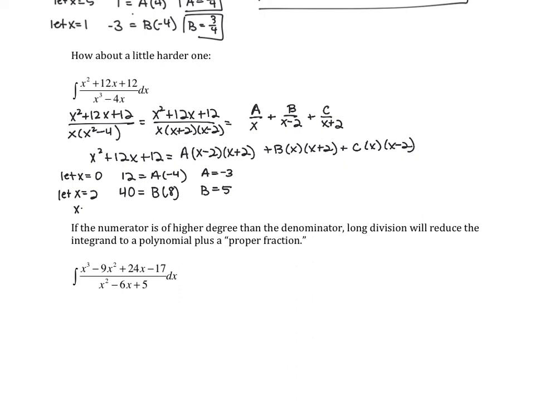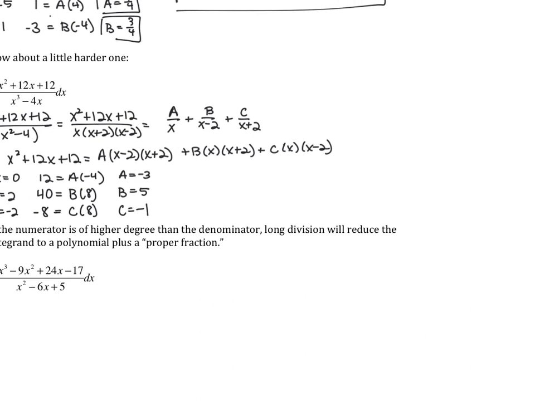And if we let x equal negative 2, I get negative 8 equals, and the only term left will be c, which will be c times 8. And so c equals negative 1. So if I look at the integral of this, I will have the integral of negative 3 over x plus 5 over x minus 2 minus 1 over x plus 2 dx.